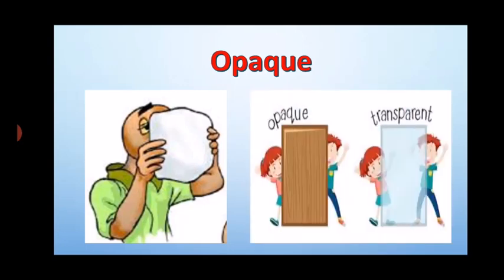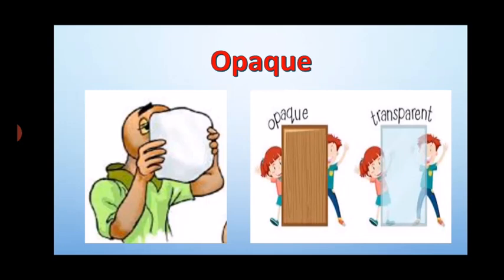Now look at this boy, he has held something in front of his face, and this particular thing is opaque. Why? Because you are not able to see his face at all. If you could see his face, then it would be transparent. You cannot see his face, so it is opaque. So what about water? Is water transparent or is water opaque? Yes, it is transparent.